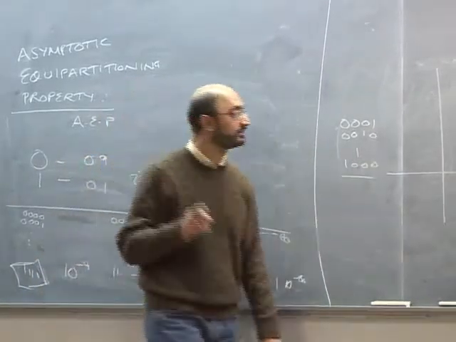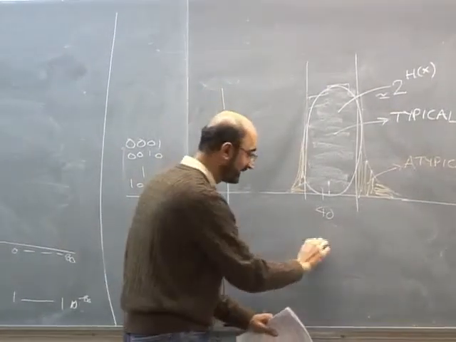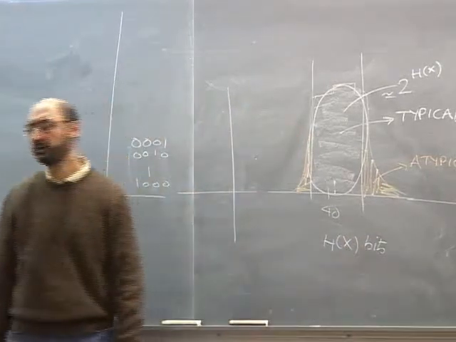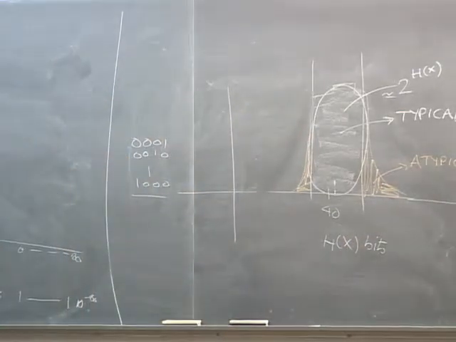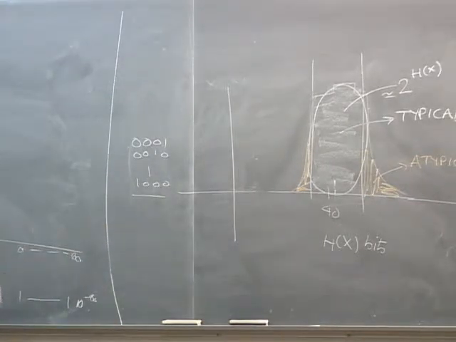Now, here is what happens. If the number of messages is 2 to the H(X), to represent them, I need approximately H(X) bits, because I take the logarithm. We know that if we have 2 to the k equiprobable messages, the logarithm of that is the number of bits. That's the first thing we studied. If I have n equiprobable messages, then the entropy is log n. Here I have 2 to the H(X) equiprobable messages, therefore I need H(X) bits.